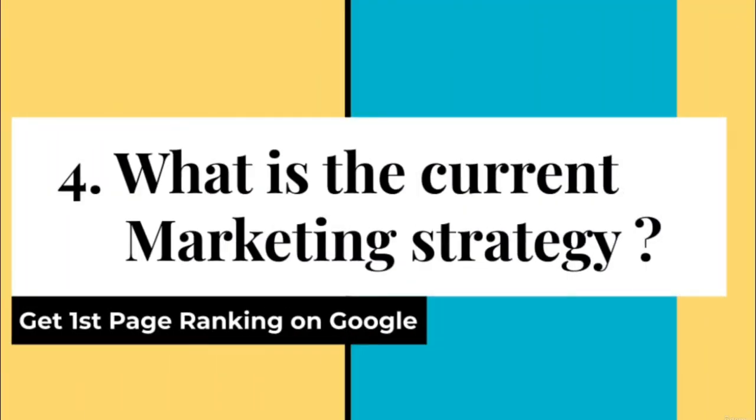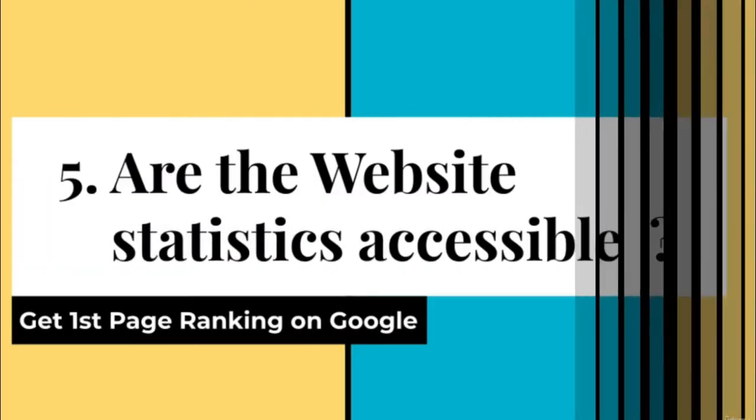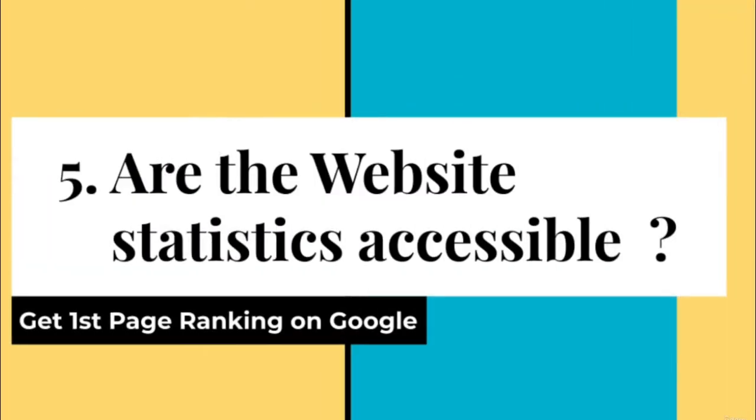What other advertising has the website used? What's their current marketing strategy? Do they use pay-per-click ads? Are they on social media? And are the website statistics currently being tracked? We want to be able to go in and look at what the current traffic looks like. We want to see how many visitors they're getting to their site. We want to see what the most popular pages are and so on.